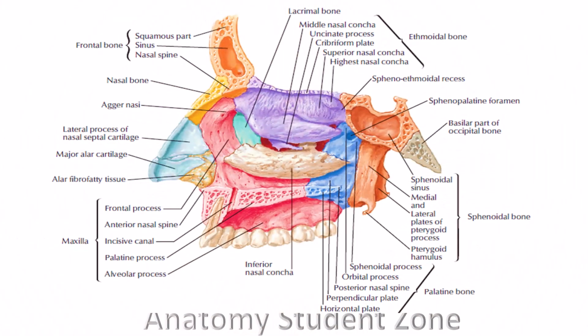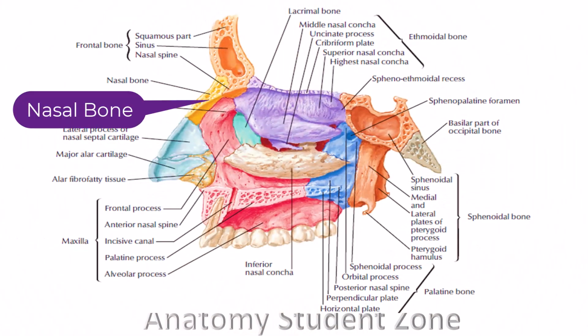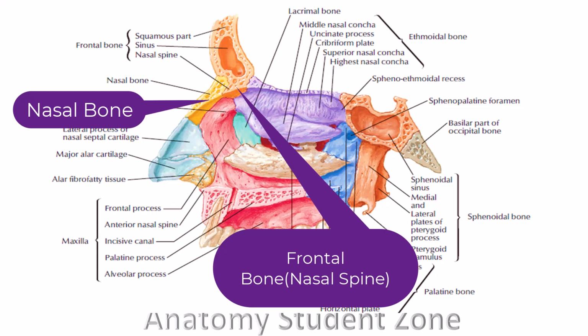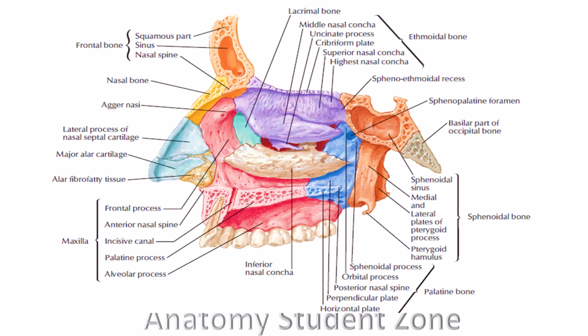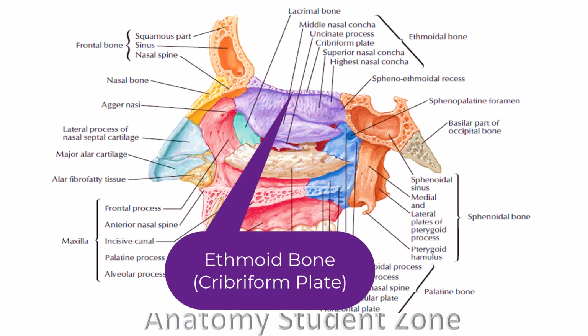The bones that form the front of the roof are the nasal bone and the nasal spine of the frontal bone. Or simply, I can say frontonasal bones, because the frontal and nasal bones take part, but the frontal bone is not totally taking part, just the nasal spine contributes to the front part of the roof. The bones which form the central part of the roof, you can see here, are the ethmoid, and specifically the cribriform plate of the ethmoid forms the roof in the central part.